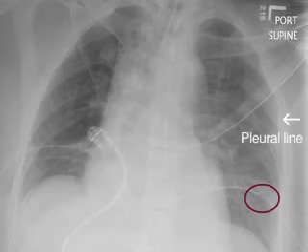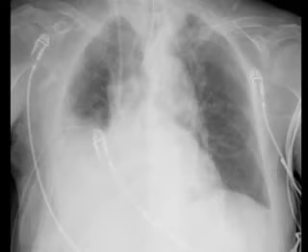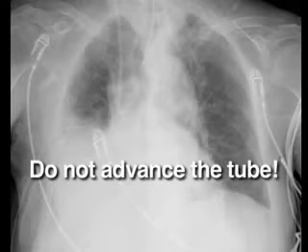This hole must be within the pleural space. Otherwise, it is sitting outside the pleura and not draining effectively. This is an indication to replace the tube altogether. Do not advance the tube into the chest, as this can introduce non-sterile tubing into the chest cavity.